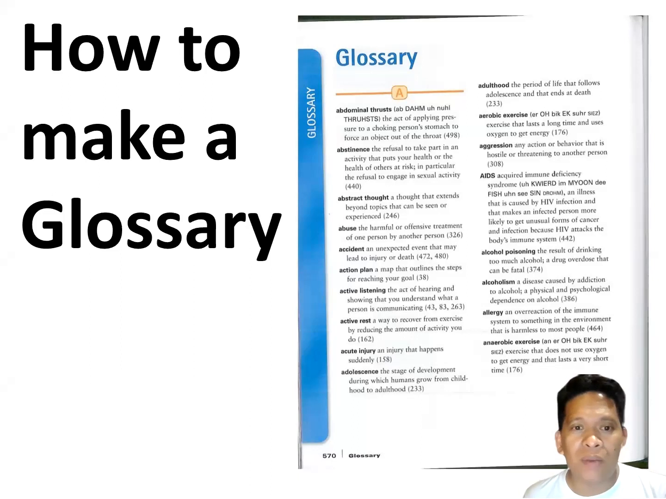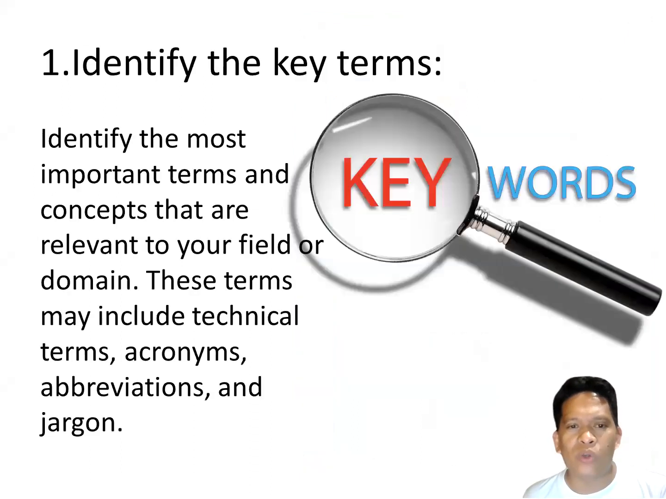Today I'll be sharing this presentation and I'll try to make this quick. So how to make a glossary. There are a few steps to do it. Number one is identify the key terms. So what will you do? Identify the most important terms and concepts that are relevant to your field or domain. These terms may include technical terms, acronyms, abbreviations, and jargon.